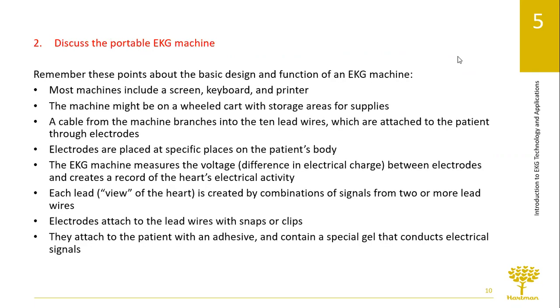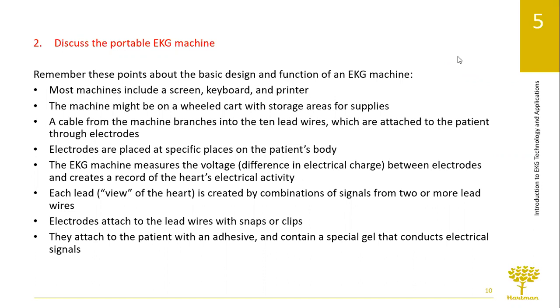So most of these EKG machines, like the ones in the hospital, are going to have a screen. They'll have a keyboard and a printer. Some of them have a stylus so you can write on the screen. It's usually wheeled around, and it's usually kept in the hallway or plugged in a little storage area.